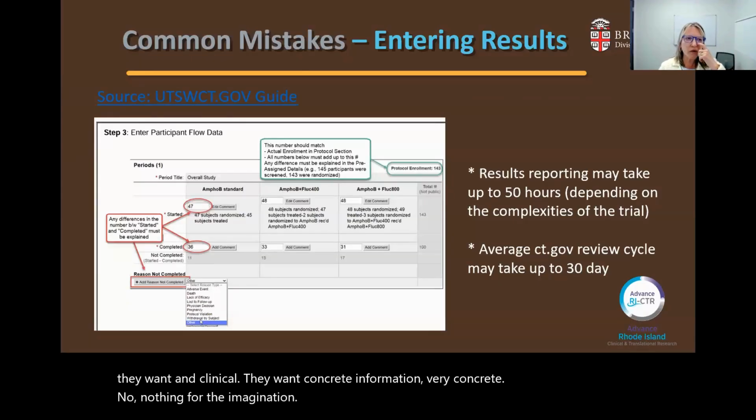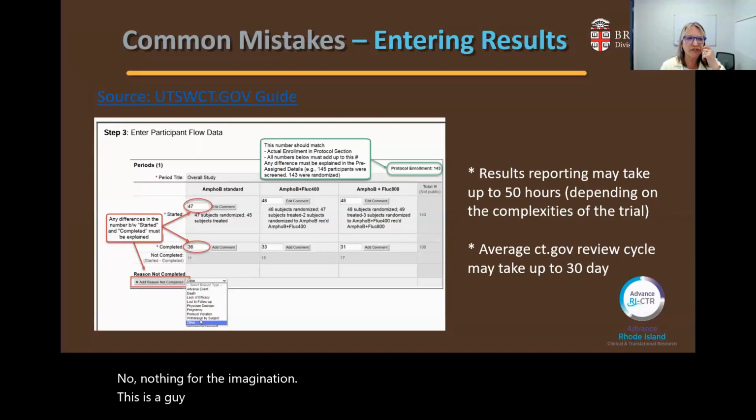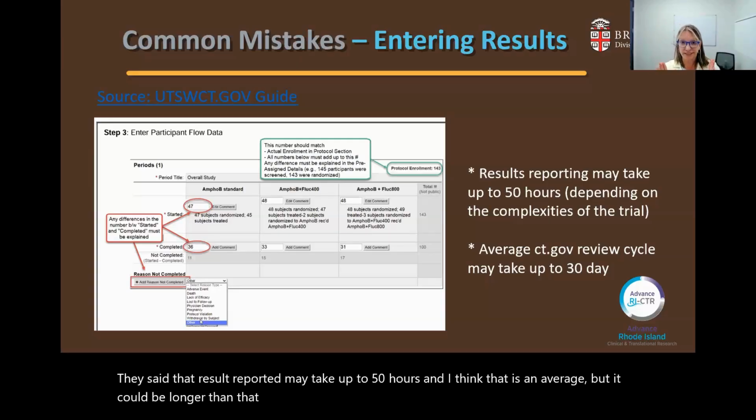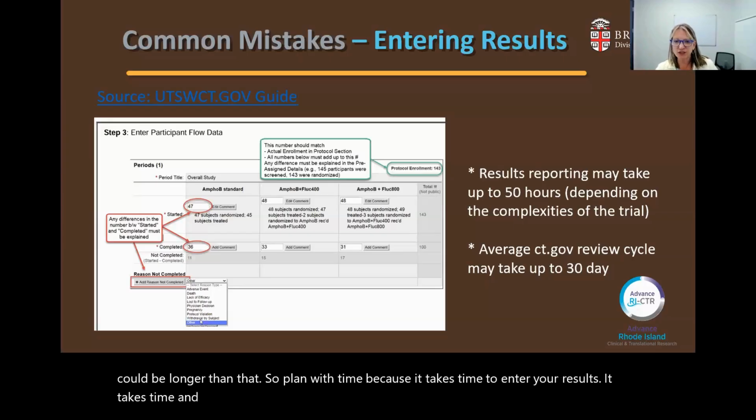This is a guide from the University of Texas. They said that results reporting may take up to 50 hours, and I think that is an average, but it could be longer than that. So plan with time, because it takes time to enter your results. It takes several iterations. Records are returned several times before the record is published and released to the public.